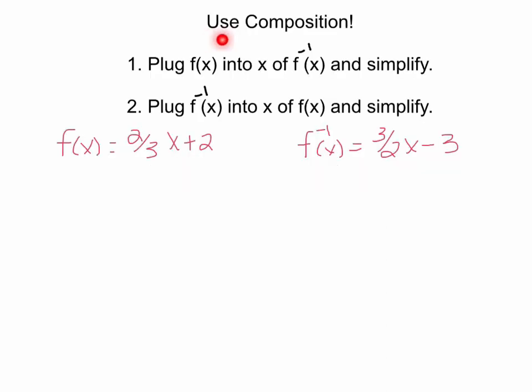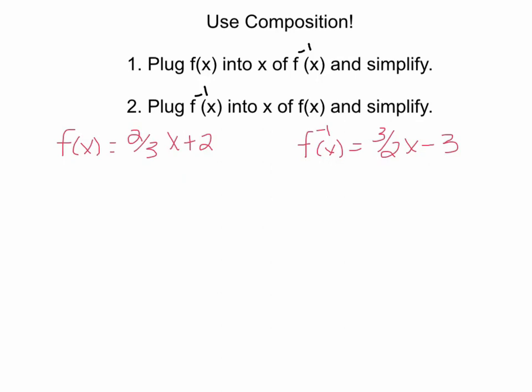So the answer is that we use composition to determine whether two functions are inverses of each other. In this case, I have a function, and then I have its inverse, or what I'm saying the inverse is. And what you do is you plug f of x into the x of this inverse. So that's using composition. And I'm going to simplify. And then I'm going to go the other way, and I'm going to plug the inverse into the x of the original function and simplify. So I'm still doing composition, but I'm going to do it twice. So let's go ahead and do that in this example.